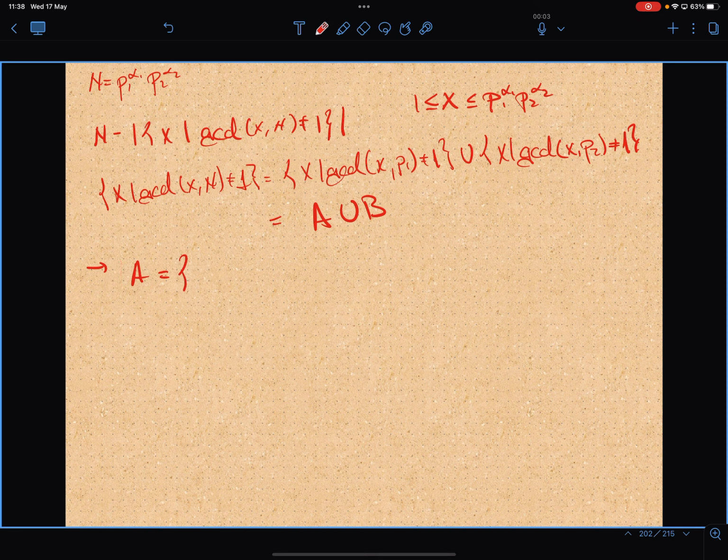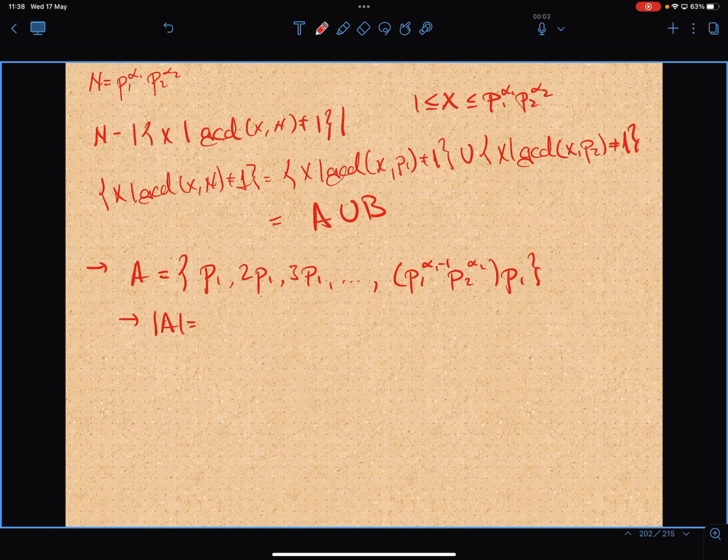I guess this set actually looks like P1, 2P1, 3P1. So it's all multiples of P until we get to the point P1 alpha 1 minus 1, P2 alpha 2 times P1. These are all the multiples of P in this range. P1, 2P1, 3P1, and so on. So the cardinality of A is equal to what?